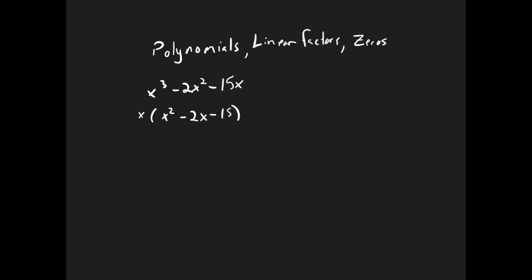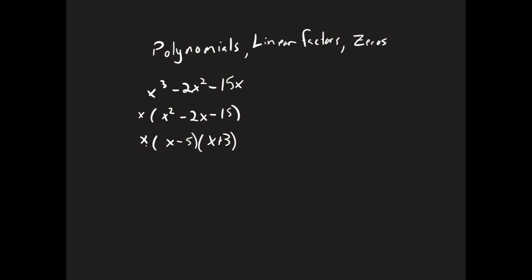Now, using what we know from last chapter, we can factor our squared equation. So what are multiples of negative 15 whose sum is negative 2? Right? So we have negative 5 and 3. So we now have x times x minus 5 times x plus 3. So it's factored out. Okay? And that's how the factoring works. Okay?